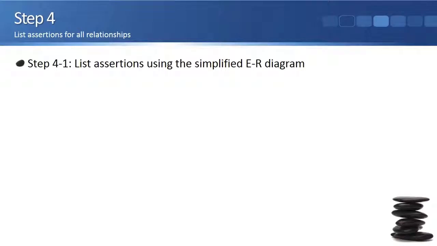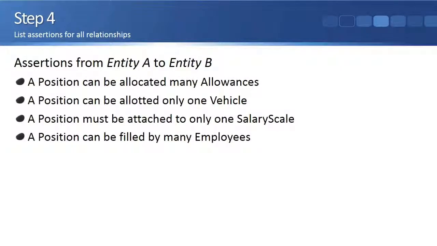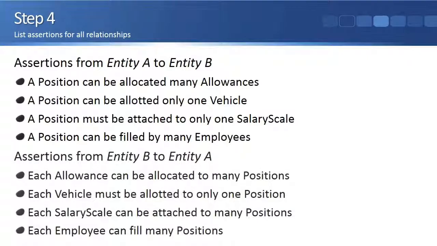Step 4. List assertions for all relationships. This step has only one sub-step, Step 4.1, list assertions using the simplified ER diagram. At the end of this step, the assertions for each relationship derived in Step 2 and depicted on the ER diagram created in Step 3 are listed. Each relationship yields 2 assertions, and each assertion describes what can and cannot happen in that relationship.